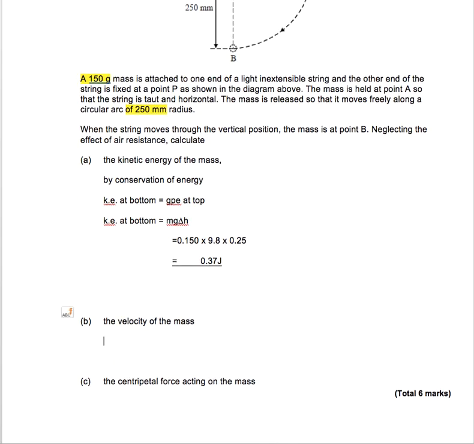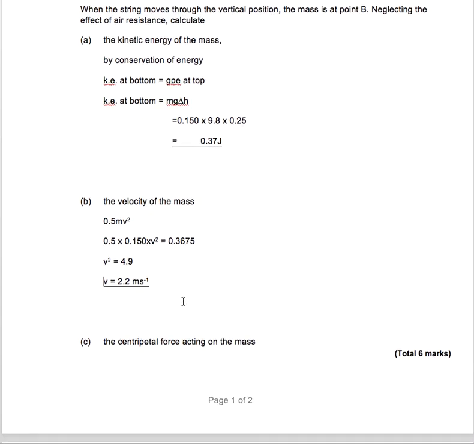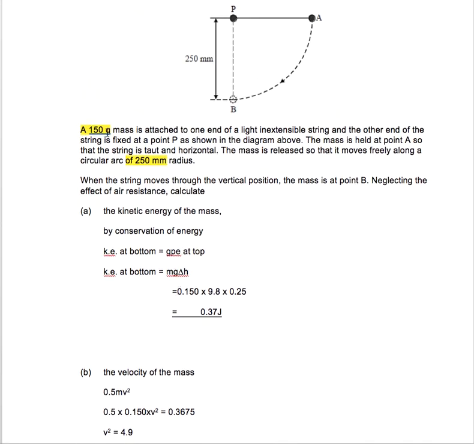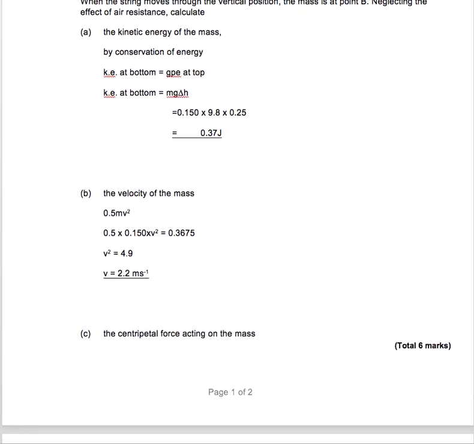Then the velocity of the mass, well, that's an energy question as well. That's a half mv squared, of course. So if I do that, half mv squared is 0.3675. Notice I didn't use 0.37. I used my raw 0.3675 from the previous answer, which gives me 2.2 to 2 sig figs. You might say, well, why only 2? Well, I've got 3 here and 3 here, but g is only to 2, so I can only really give this answer to 2.